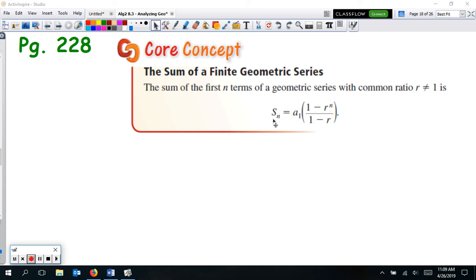So the sum, s of n, is equal to a of 1. So there's your first term again. 1 minus r to the n. So there's your common ratio again. N is just how many terms you have. How many terms are you actually going to be finding the sum of? Is it just the first 10 terms, the first 20 terms, whatever that is, that's the number going there. So then we have 1 minus r. So we already know that a of 1 means the first term, and r means the common ratio. That's what we've been looking at.